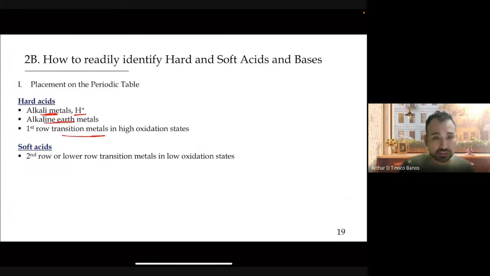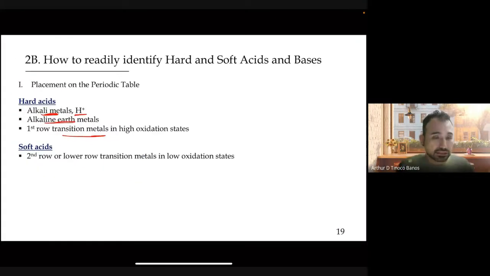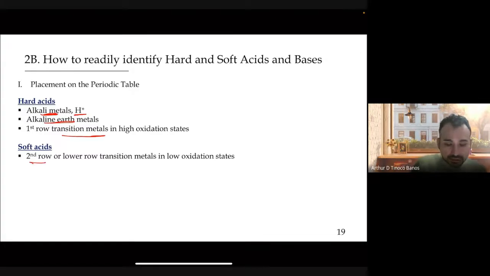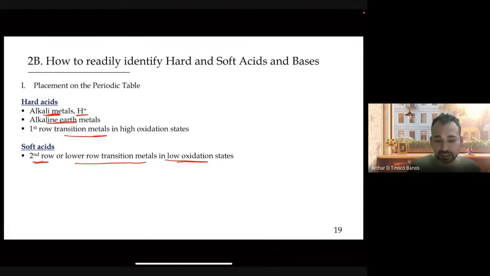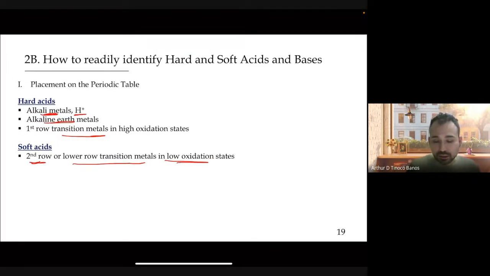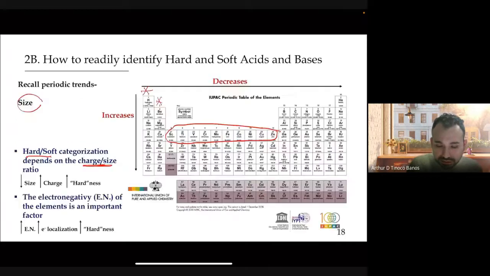Those are the ones that we'll typically see as being hard: transition metals in a high oxidation state. Well, what about soft acids? Typically the second row or lower of the transition metals in a low oxidation state. Over here you can also have, to some extent, soft acids depending on the oxidation state, but we're typically focusing on this region, the second, third, and so forth, where things are becoming softer.